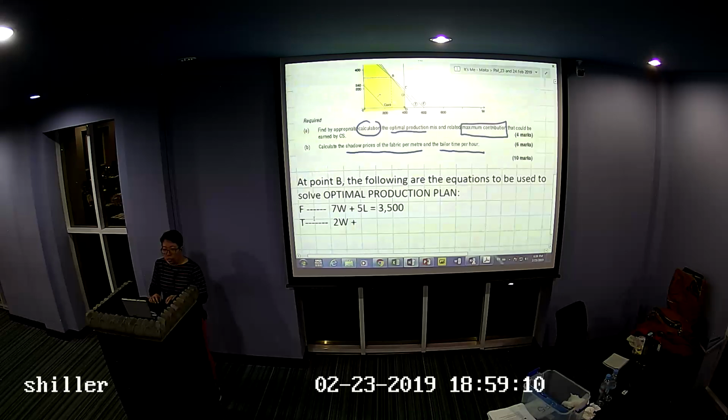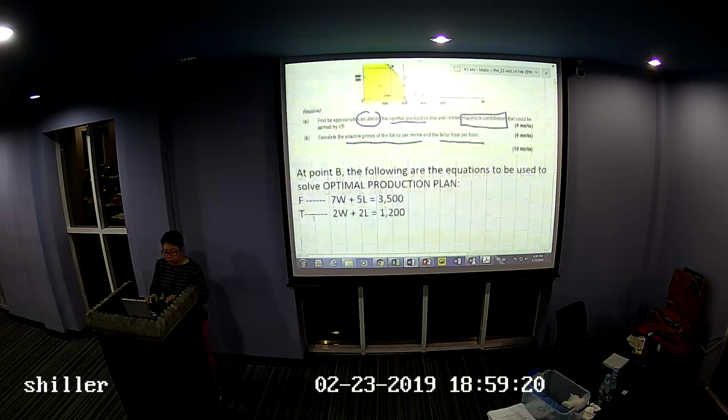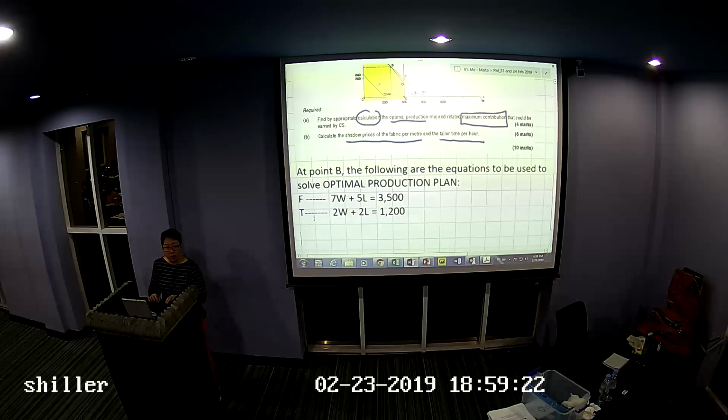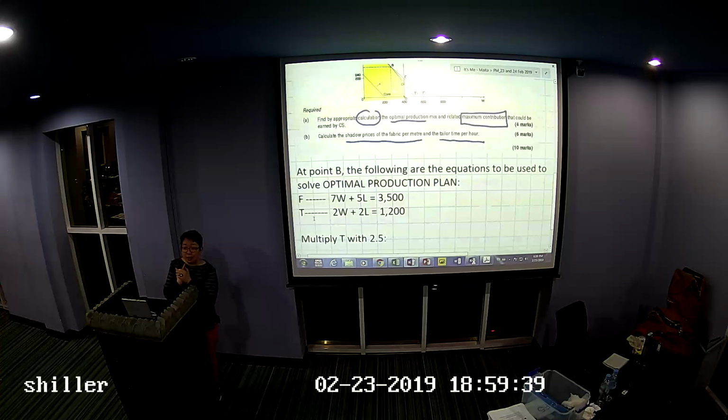These are the two you're going to use. Is that correct? Yes. 2L, how many? 1,200. So, what should I do? I need to eliminate 1, correct? Yes. So, let's say I will multiply T with, let's say, 2.5. Can I do that? It has to make it 5, correct? Yes, you can. Any number as long as you eliminate 1, right?